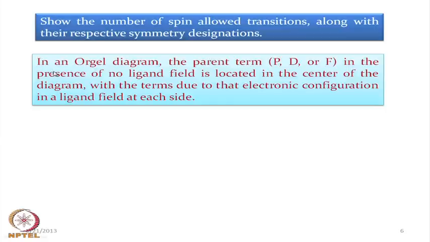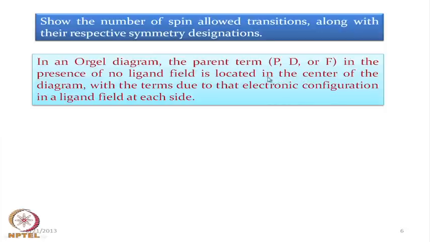So, the qualitative correlation diagram what we are getting in terms of the Orgel diagram, the free ion terms, the P, D and F, we are calling these the parent terms, because they are originating from the free ions in presence of no ligand field. Because for the free ion we are talking only about the metal ion. That means, we are only talking in terms of nickel 2 plus or cobalt 2 plus or iron 2 plus without the presence of the ligand field. So, that is why we have the term as the free ion term.